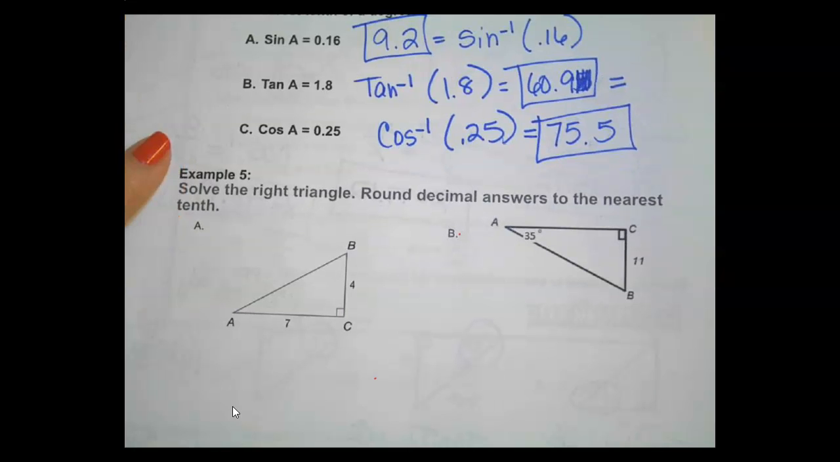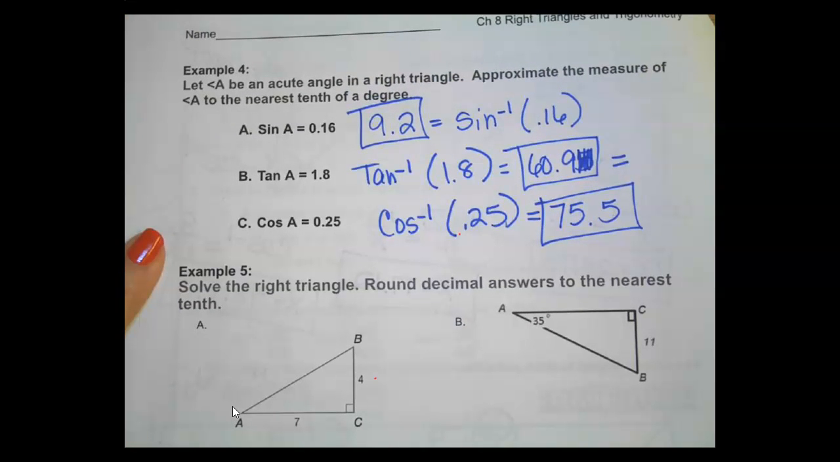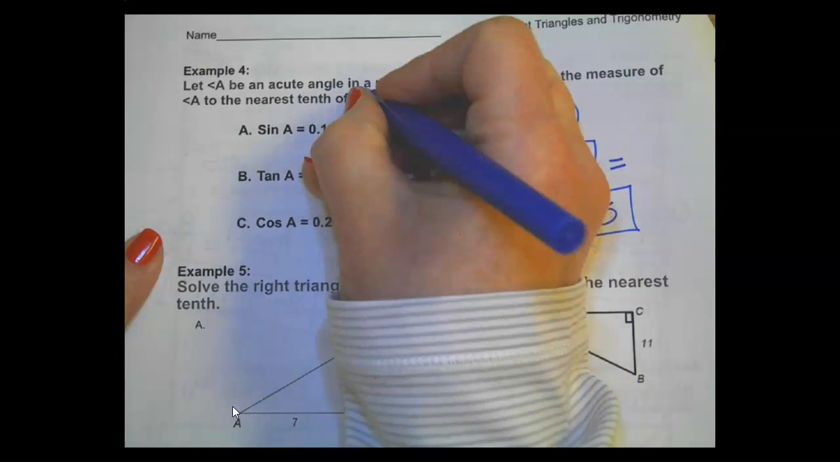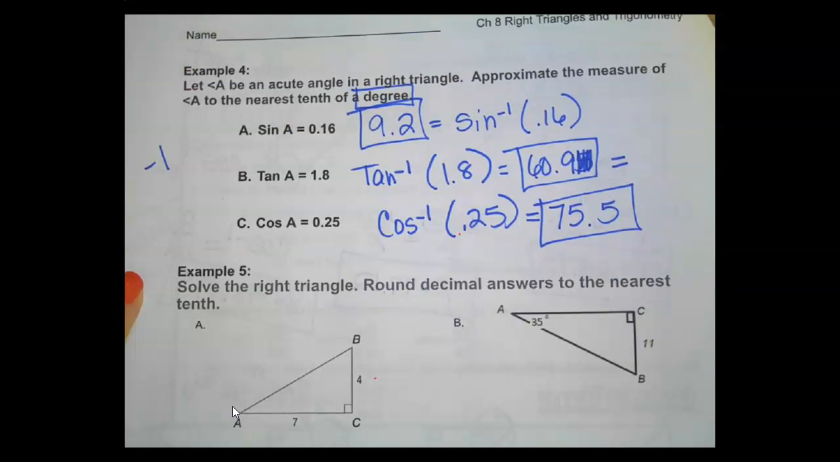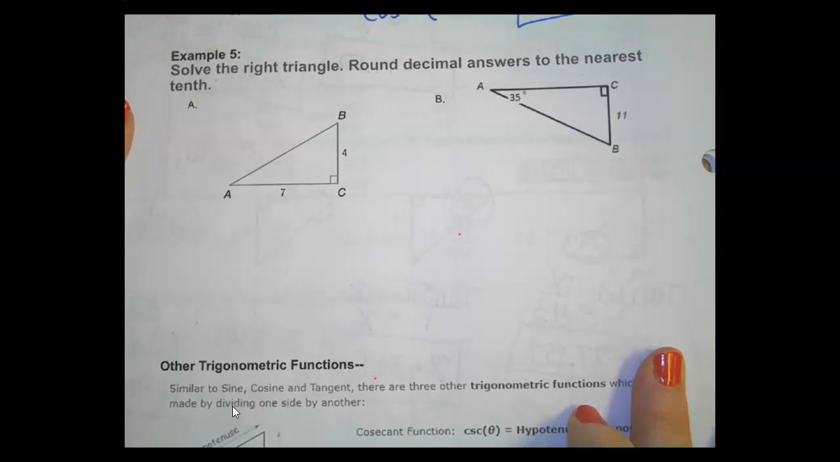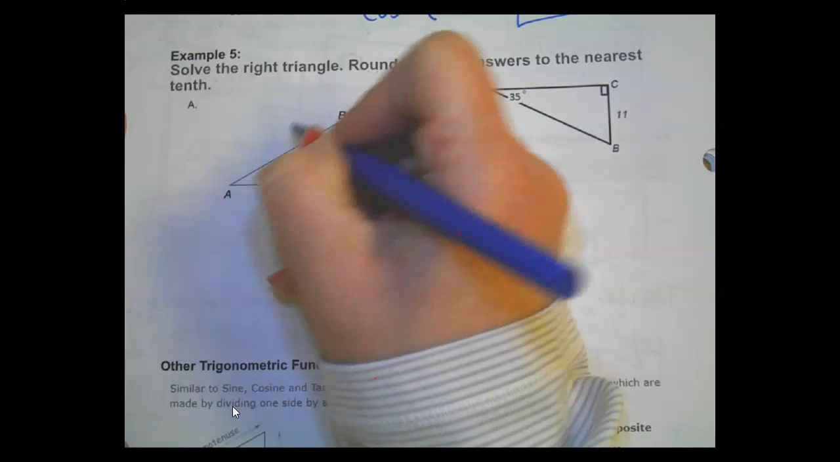So again, when you're trying to find the angles, which is a degree, then that's the inverse. All right, solve the right triangle. Round your decimals to the nearest tenth. So on here, solve the right triangle. We're going to have to try to figure out what this guy is.